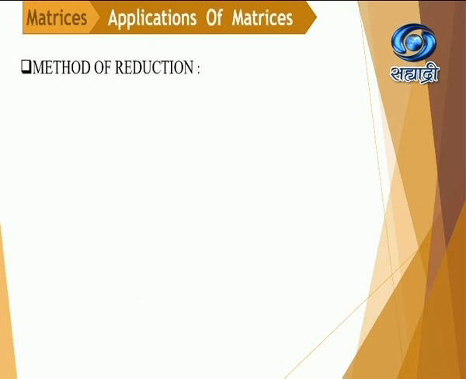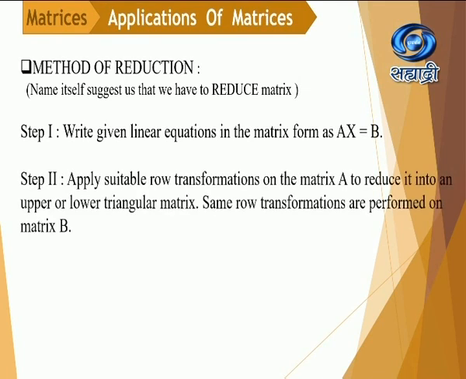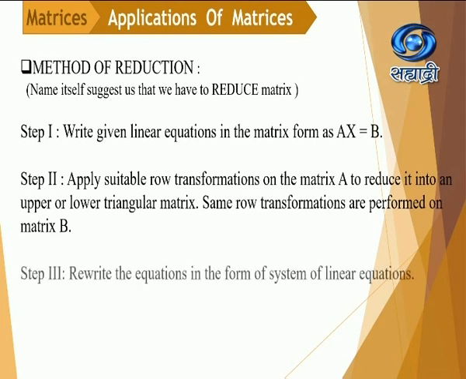Then here is the rule for the reduction method. In the method of reduction, the name itself suggests that we have to reduce matrix A. Write the given linear equations in matrix form as Ax equal to B. Then apply suitable row transformations on matrix A to reduce it into an upper or lower triangular matrix. We know what is meant by upper triangular and lower triangular matrix. The same row transformations are performed on matrix B.